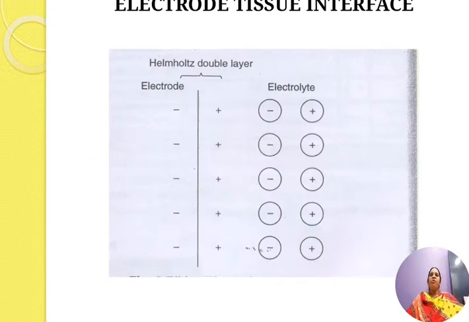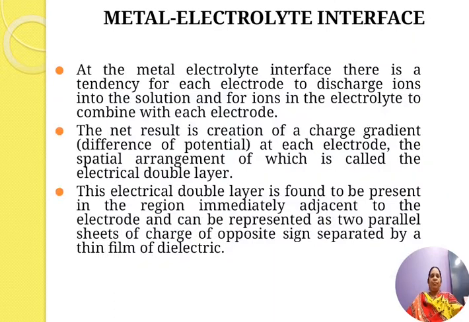So, the electrode tissue interface. This is how it appears. You have an electrode which has positive and negative terms. This is the electrolyte. So this is the interface between the electrode and the electrolyte. First one is your metal electrolyte interface.